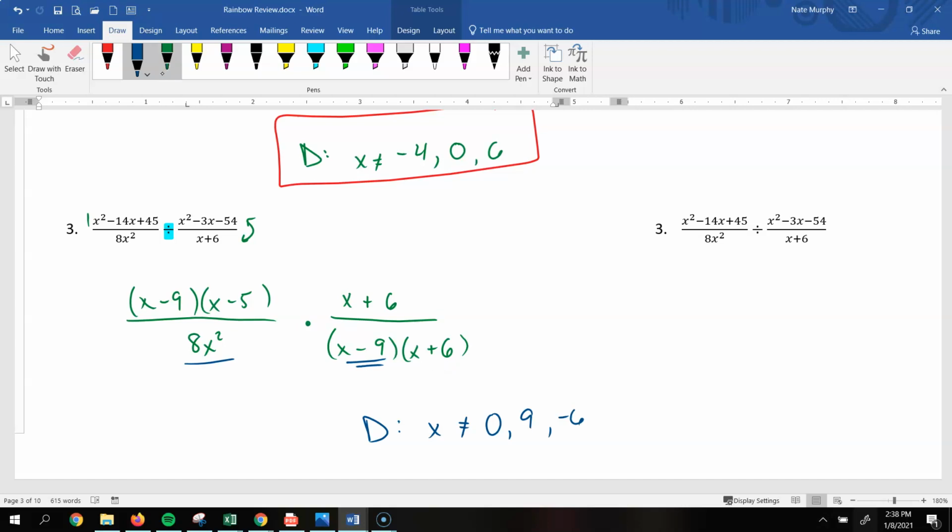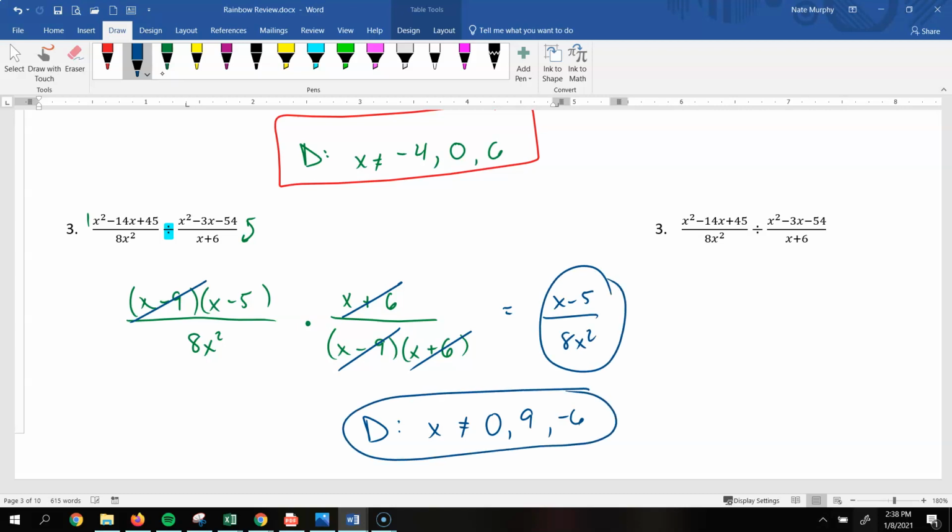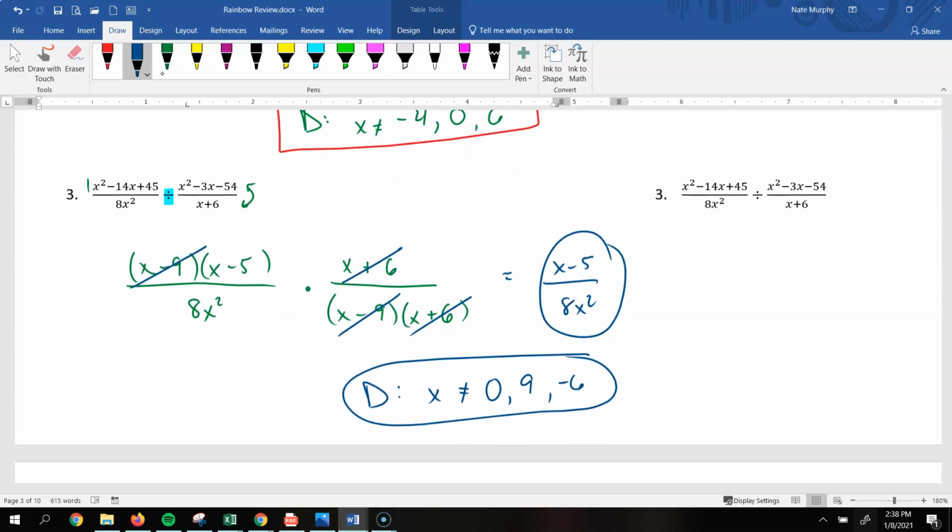All right, but now let's look to see what we can cancel out here to make this simpler. I see that we have an x minus 9 in both of those, so we cancel those out. I see that I have an x plus 6 and an x plus 6 here. And so all we're left with is x minus 5 over 8x squared. And that would be the simplified form with this restriction in our domain. So that's how you do the front side of the yellow.